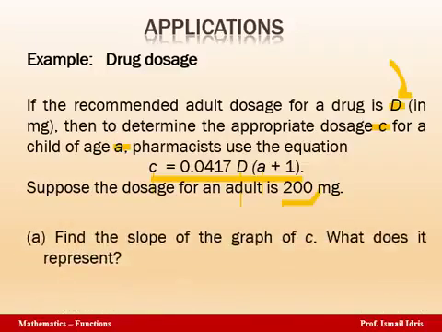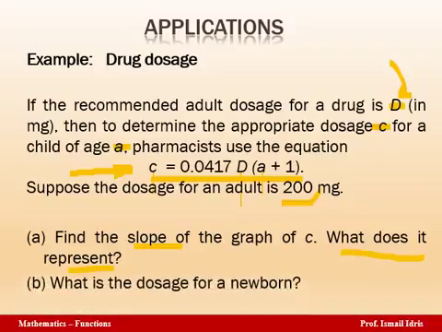Some questions. Find the slope of the graph. If you look at this function, by the way, this is a linear function. We need to find the slope of the graph of C, which is a straight line, and explain what the slope represents. This is the first question. The second question, what is the dosage for a newborn? For a newborn baby. For a newborn means what? Means the age is 0, means A is equal to 0.